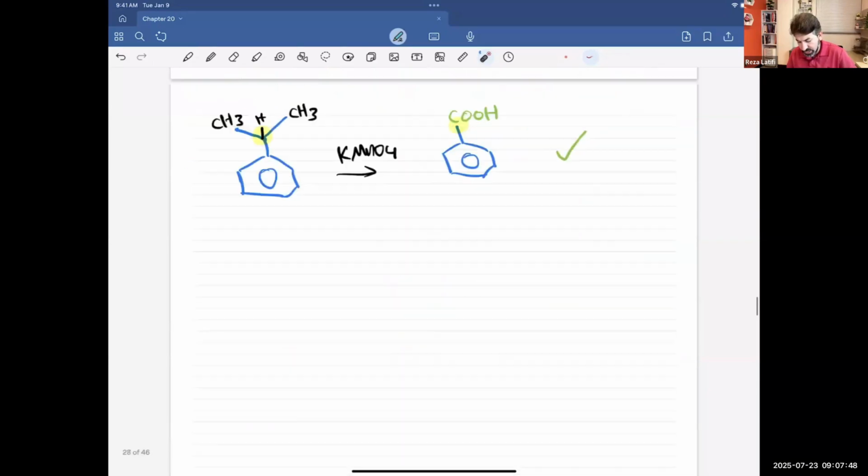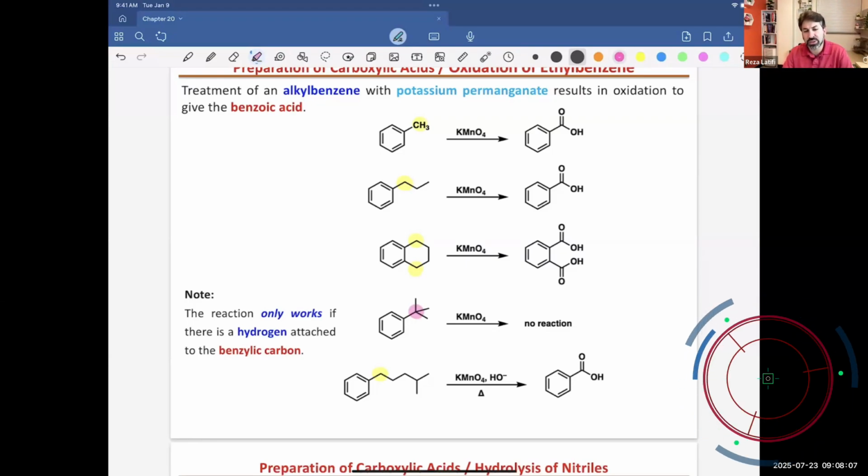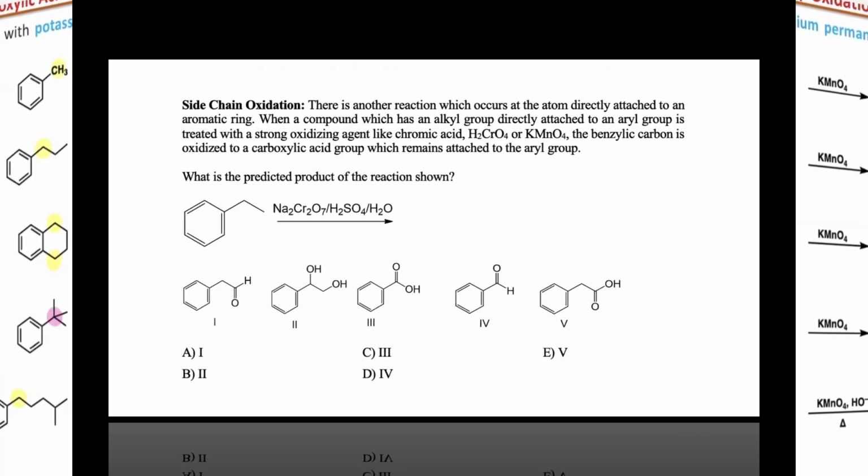Okay, and here are the answers for all of them. So as you see, in all examples that we had benzylic position, benzylic carbon with a hydrogen atom sitting on them, we managed to oxidize those molecules, except this one that is attached to 3 methyl groups, so there was no product there.